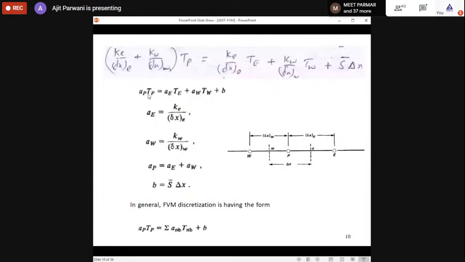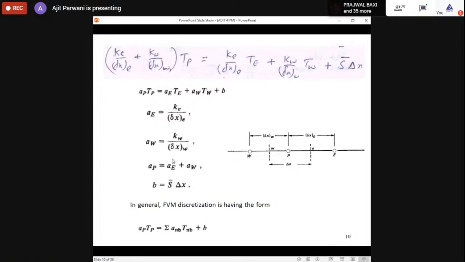In order to convert this equation into that form, what will we do? We will take the TP terms on one side and the other terms on the other side. You will see I am taking all the TP terms on this side and TE, TW and other terms on this side. If we do it like this, then these are the coefficients for the control volume in this finite volume method. This is the coefficient for the point P, this is the coefficient for the point E, and this is the coefficient for the point W.